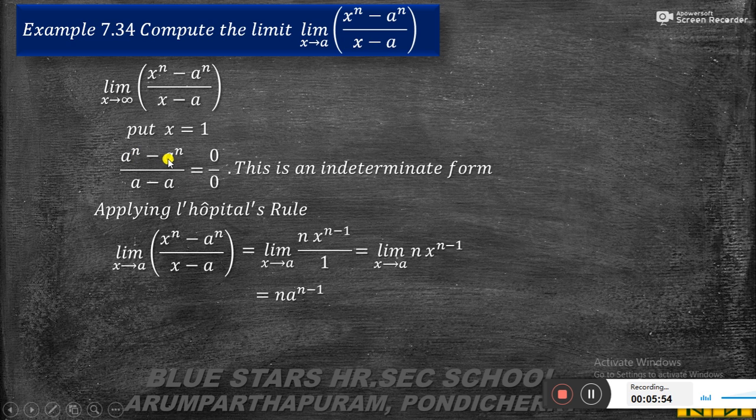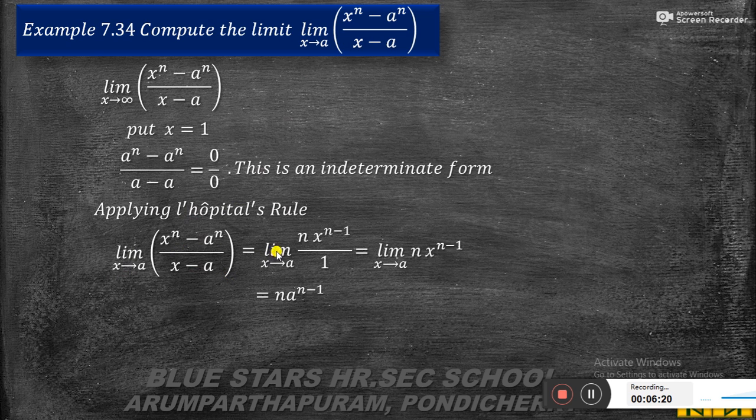So a^n minus a^n is 0, by a minus a is 0. 0 by 0 is an indeterminate form. Indeterminate form is no answer; we can't define it. So after the indeterminate form, we apply the L'Hopital rule. Therefore, applying L'Hopital rule, I write the given function: limit x tends to a of (x^n minus a^n) by (x minus a).